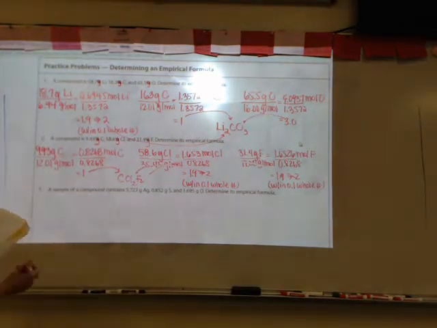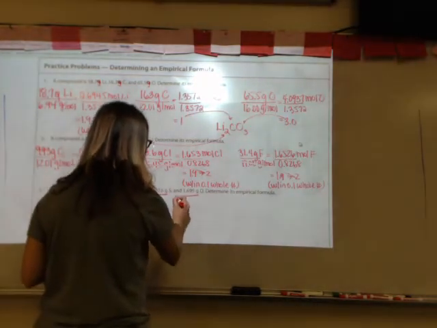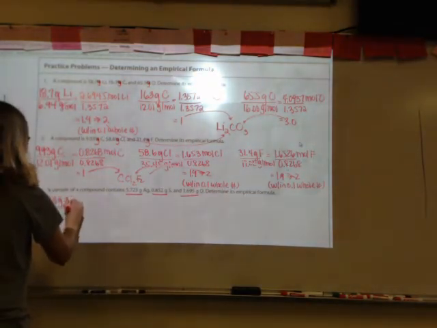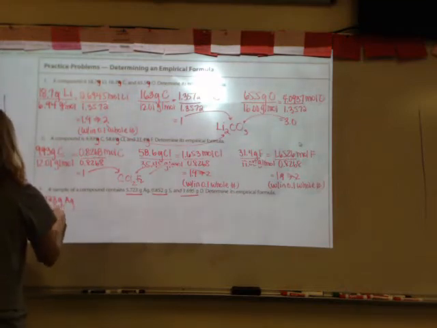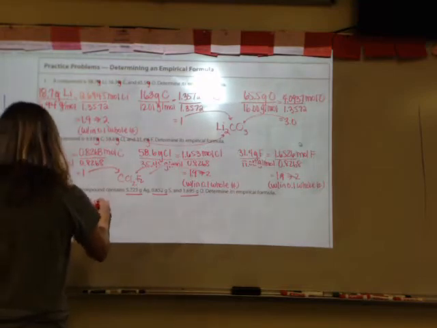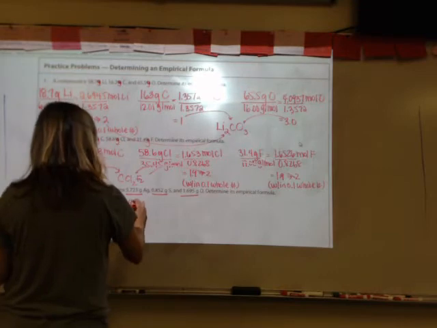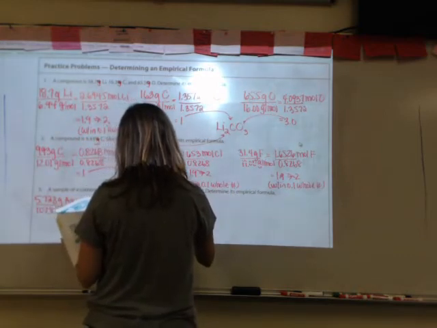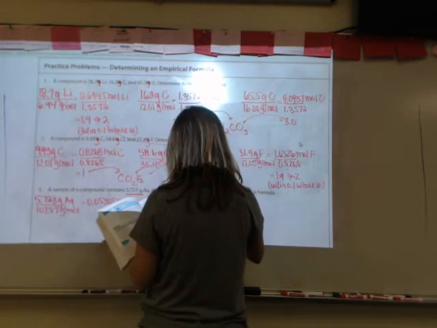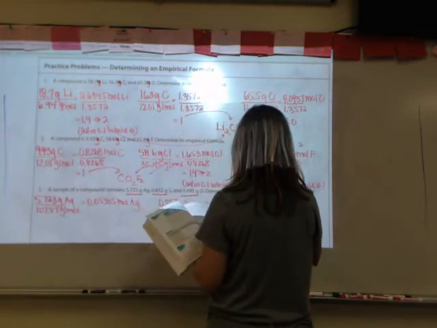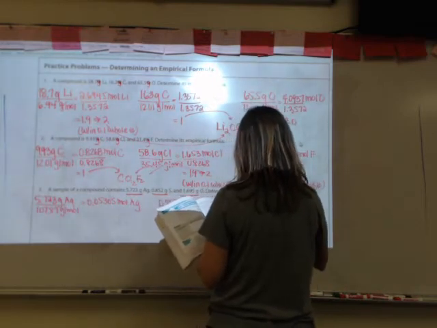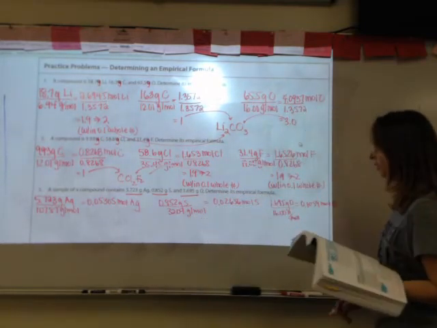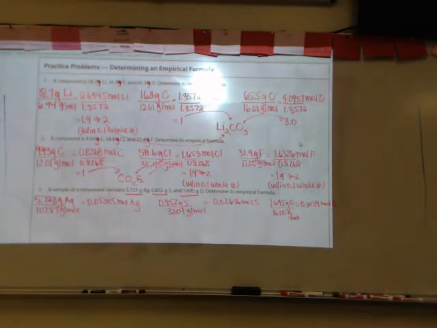Now, in number 3, they gave you the mass of silver, sulfur, and oxygen in a compound. So you know that you need to convert each one of these masses to moles by dividing by their molar mass. Take your moles 4 or 5 places past the decimal and do not round.